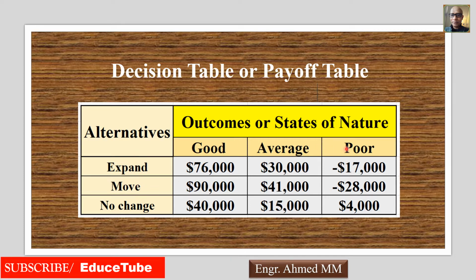And in this column, we have market conditions: good, average, and poor. But the decision maker has no control over this market situation. That's why we call these states of nature or outcomes. And these values in this table are called payoffs. And we will use this table in the next slides.